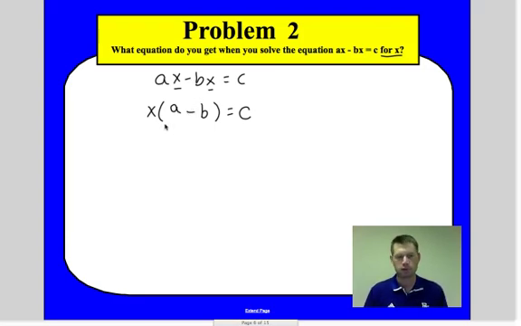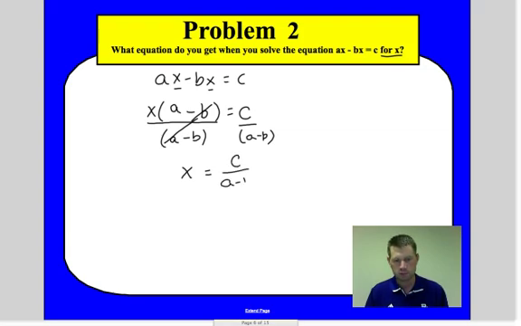Now the last step is we have to get rid of this parentheses. That's a quantity. That's why I use that word quantity, because it's all one piece. So we're going to divide both sides by that quantity, which is a minus b. We're taking the entire parentheses. Something over itself cancels to give us 1, and it gives us 1x. So you're left with c over a minus b.